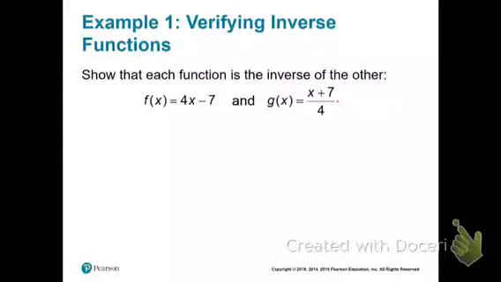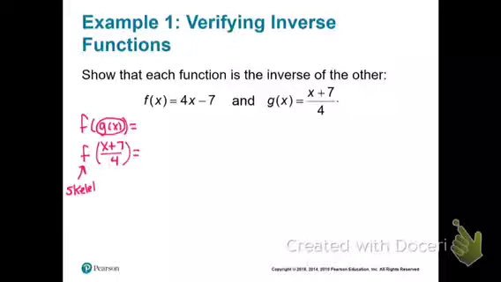All right, so we're going to show that each function is the inverse of the other. So we're going to have to find f composed of g of x. And so we've identified that this is just notation, right? But we know that g of x is (x plus 7) over 4, isn't it? All right, so because f is on the outside, this is the one we're going to plug into.